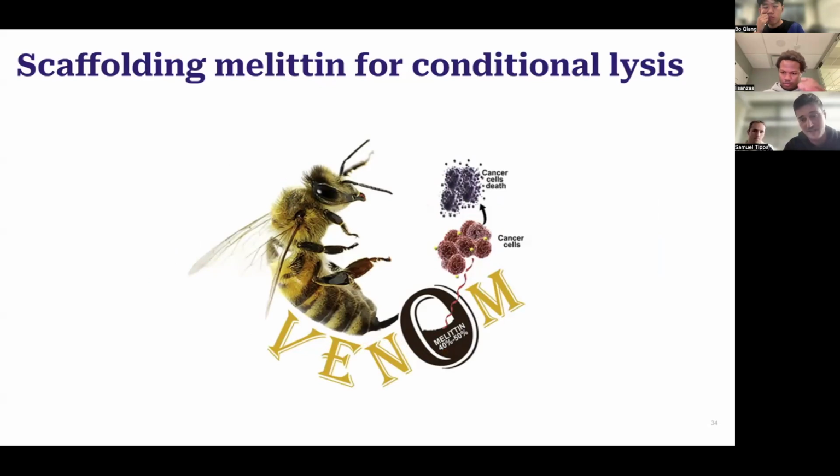But if melittin is released and allowed to interact with other melittin peptides, it forms this giant pore in the membrane of cells and lyses them. So this is associated with tumor cell death due to its membrane-lytic properties.